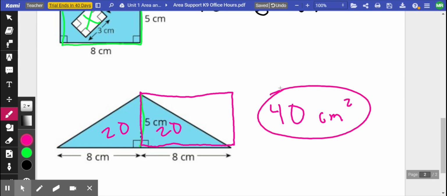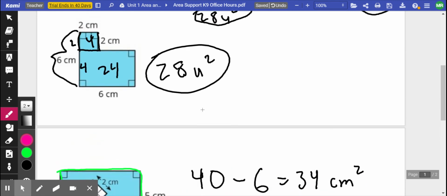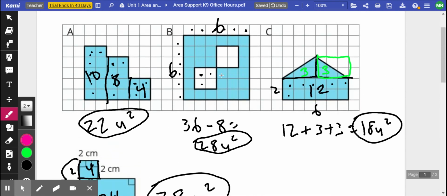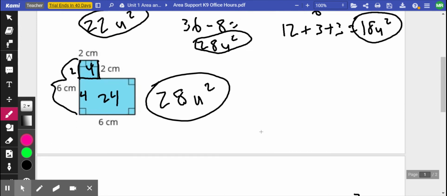So to recap, what we have always done is try to decompose into rectangles because we have formulas for rectangles. Or if we have to deal with triangles, we have enclosed the triangle in a rectangle, found the area of the rectangle, and then cut that in half because the triangle is always half the area of the rectangle that encloses it. And that strategy worked for all of these.